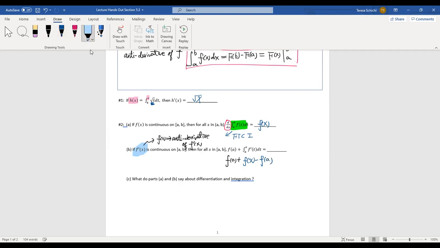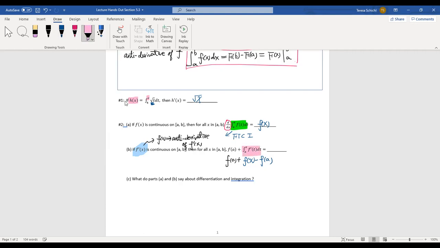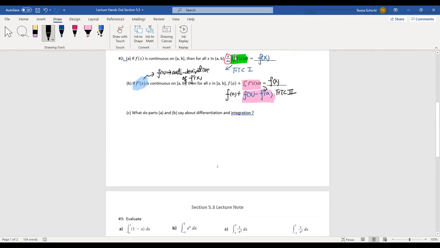right? So here, color coding. This part here is going to change to this part, right? Why? It's because of what? From here to here, this is because of the Fundamental Theorem of Calculus Part 2. Now f of a cancels. So what is your final answer? It's f of x.